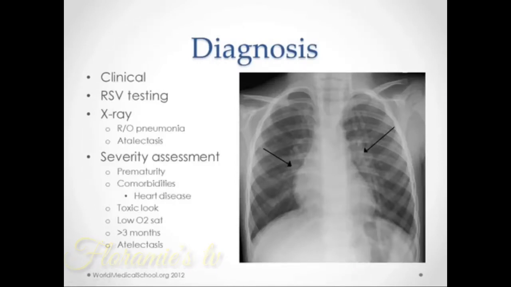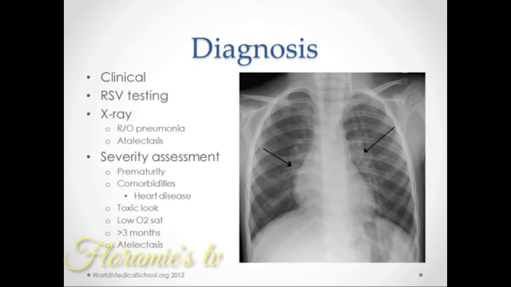So the diagnosis is really clinical. We do have tests to test for RSV, and we can also do x-rays. But the RSV testing may serve in some cases to decide whether or not we are going to use ribavirin, which we'll talk about in a second. They may also discourage us from using antibiotics, which one could argue is a good thing. But in general, we don't need to test for RSV.